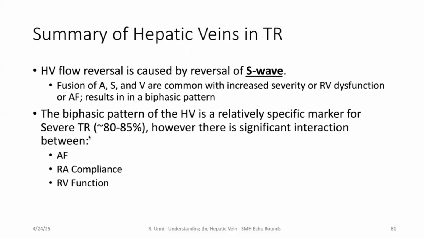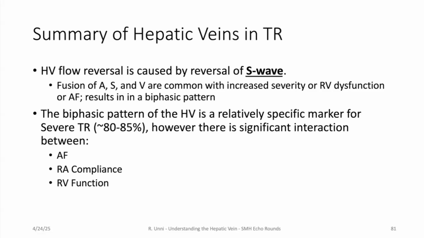Okay, so to tie all that together and wrap it up, you get this hepatic vein reversal caused by reversal of the S wave. That's what gives you your systolic reversal, and you usually get this fusion of A, S, and V to get this biphasic pattern when you have TR. That being said, the biphasic pattern is a relatively specific marker for severe TR. However, as we've shown, there's this interaction between atrial fibrillation, RV dysfunction, big right atrium or increased right atrial compliance, and TR. They do happen together. These patients often have right-sided disease, and so you do lose some specificity in interpreting these waveforms.